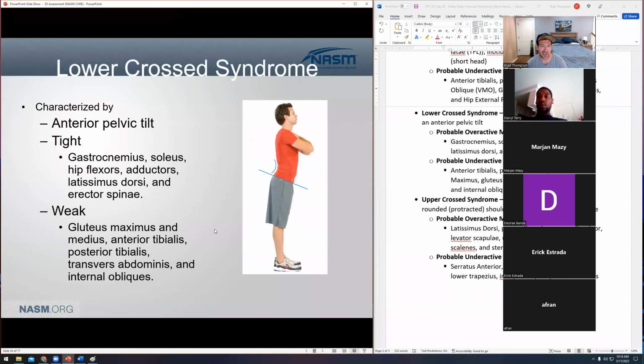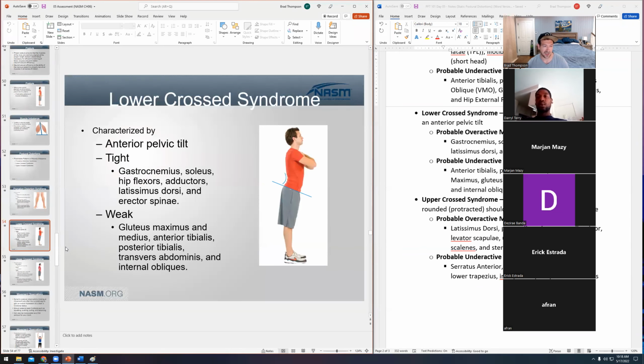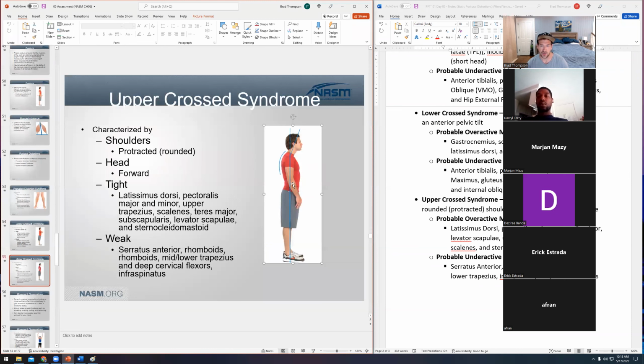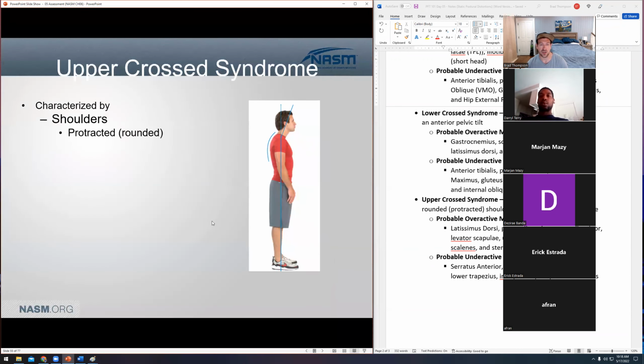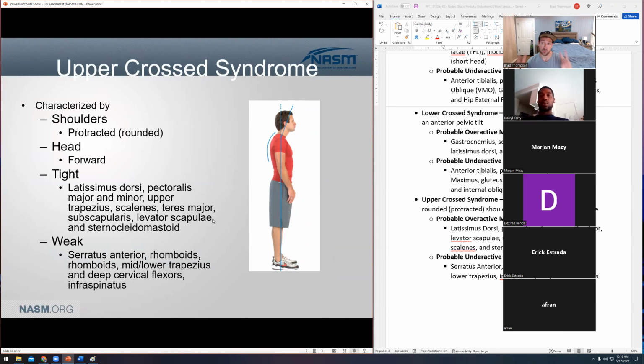All right, let's take a look at upper crossed syndrome. So upper crossed syndrome is characterized by rounded or protracted shoulders and a forward head. Remember we have scapular retraction versus protraction. We talked about that yesterday. So we have too much protraction and a forward head posture. So we need to fix that, right?